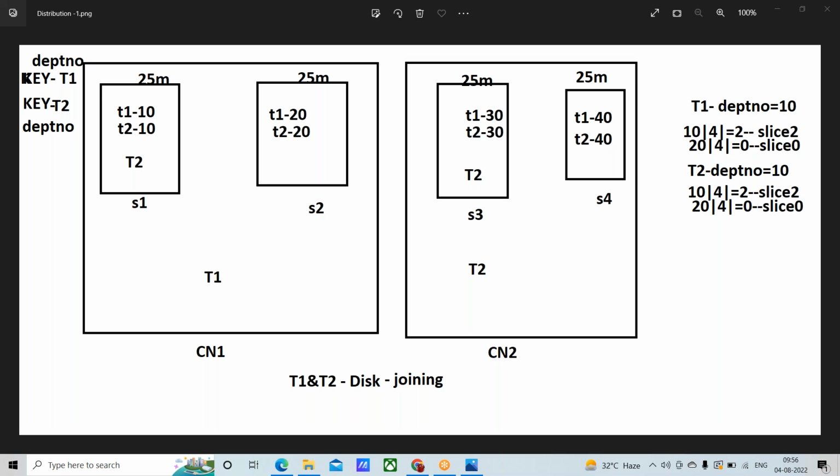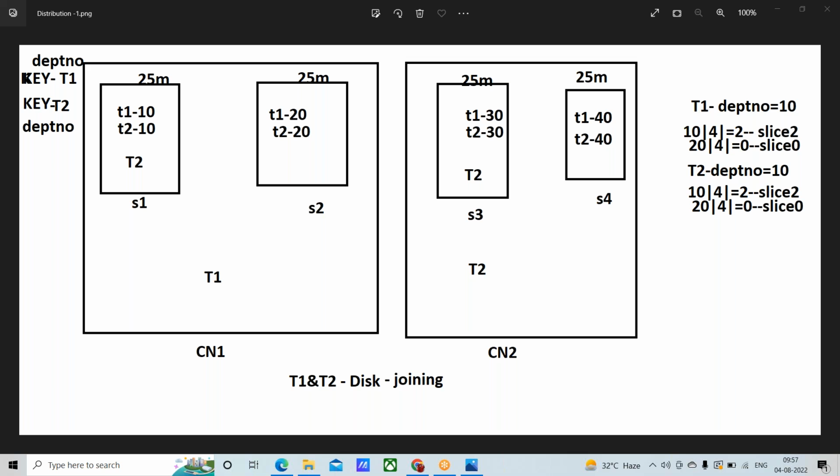Key is always better, not all. Both the tables are distributed based on the key column, the same key column, on their joining column. That is always better.